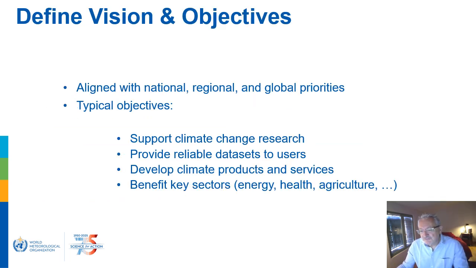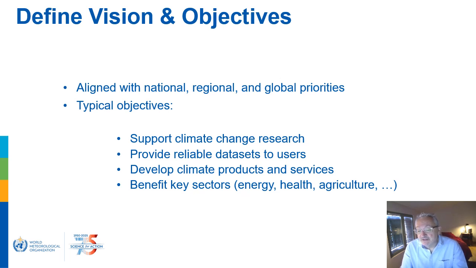Next, define a clear vision and objectives. Your homogenization work must align with national, regional, and global priorities. For example, your objectives could be supporting climate change research, providing reliable datasets to users, developing climate products and services, or supporting user sectors like energy, health, or agriculture.